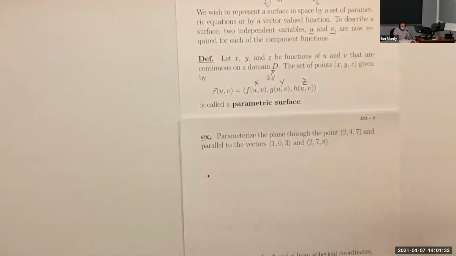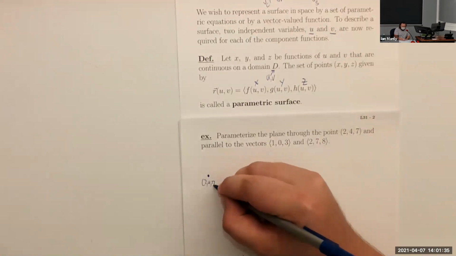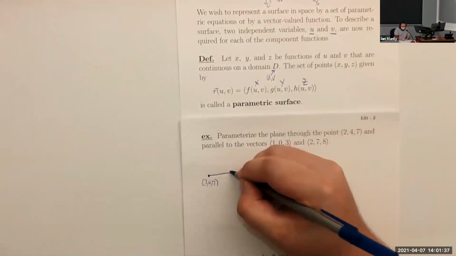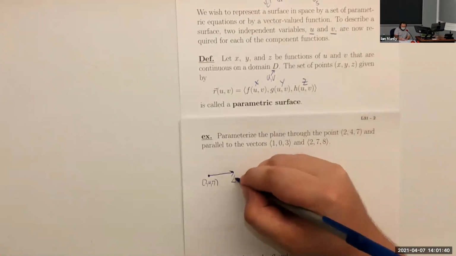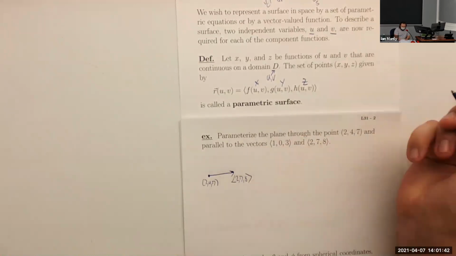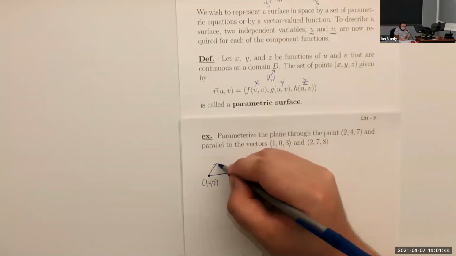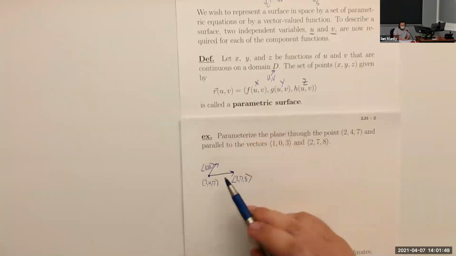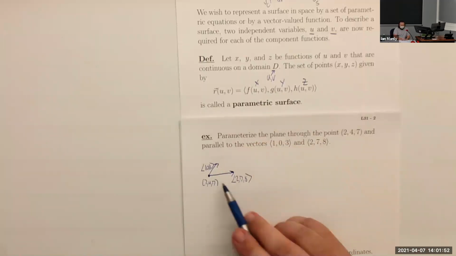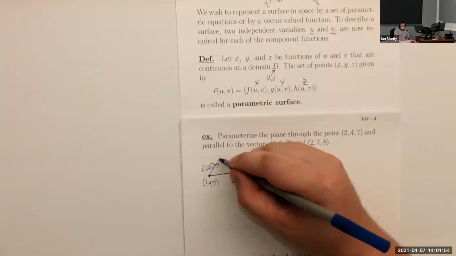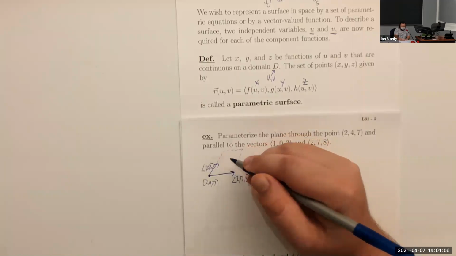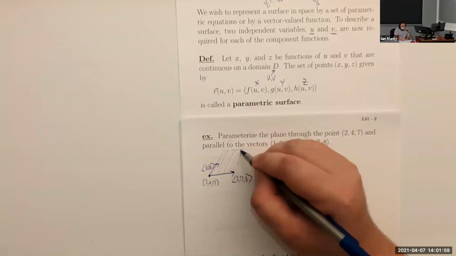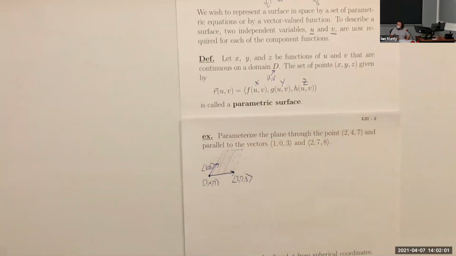Well, let's just say for a moment that this is the point (2, 4, 7). Maybe this vector right here is (2, 7, 8). And then let's say this one maybe is (1, 0, 3). This probably isn't drawn to scale based on these proportions here, but let's just say this is what's going on. Then our plane will be this right here. We want to find a parametric equation or parameterization for this plane right here. Okay, now how are we going to do that?